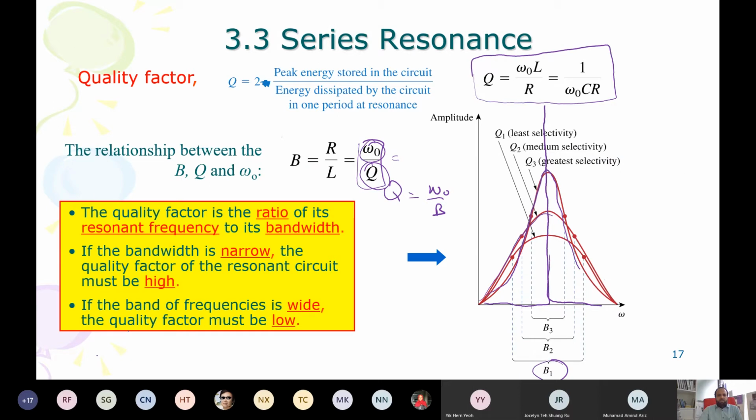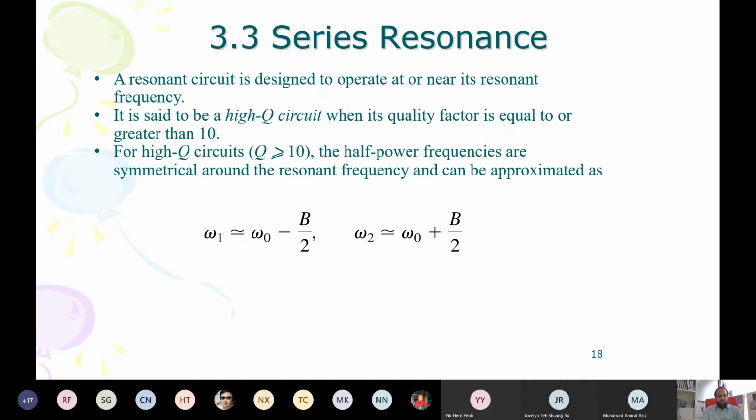Quality factor is basically, if you fine tune your frequency, narrowing down the bandwidth, we'll get a better quality circuit. The quality factor will be higher. So bandwidth and quality factor are inversely proportional. Some formulas. So I think, yeah, this one. If the Q is more than 10, it's a high Q circuit, and the frequencies are symmetrically around the resonant frequency and can be approximated as this. Even this is an approximation, right? But you can use it.